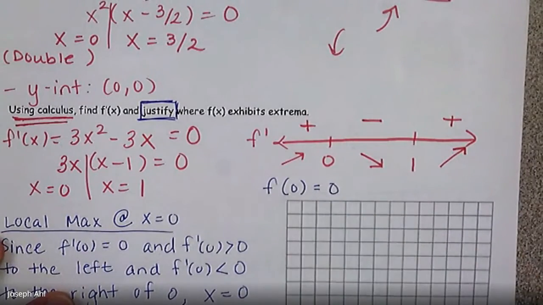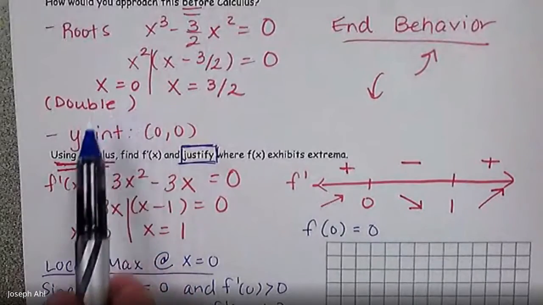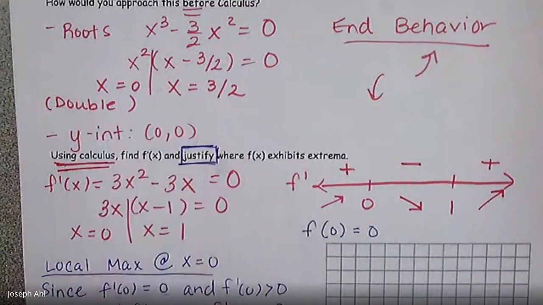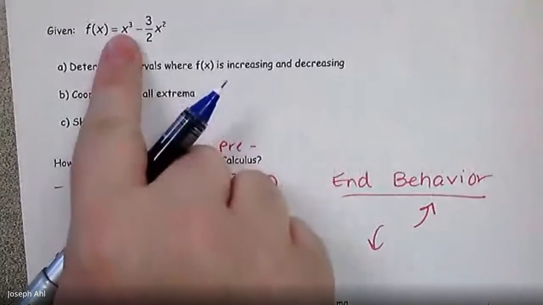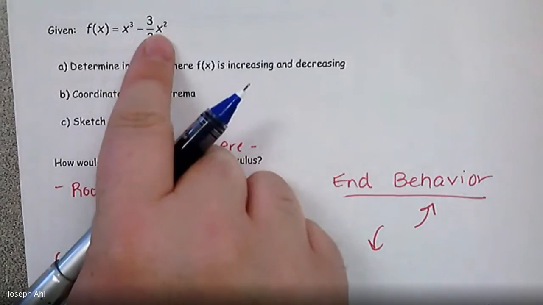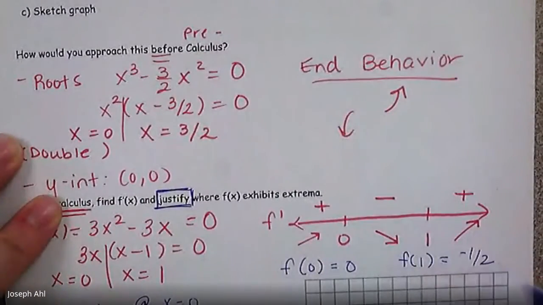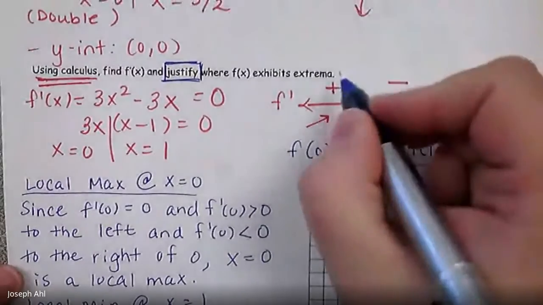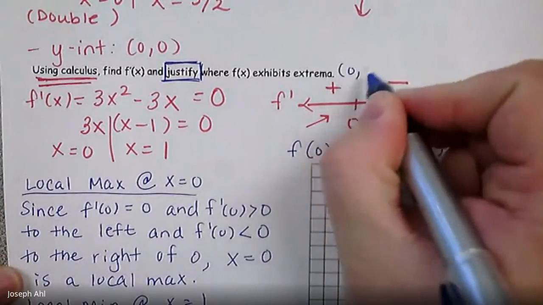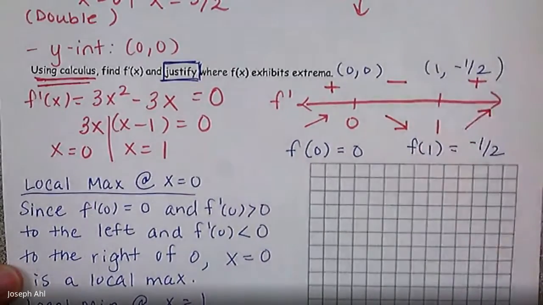And f of 0 happens to be 0 in the original function up here, which kind of makes sense because we know that when something has a double root, that's going to be, in this case, an example of where a local max occurs. And then where's the local min? If you plug in 1 to the function, 1 cubed minus 3/2 times 1 squared. So that's 1 minus 3/2, which is negative 1/2. So the coordinates of the local max are 0, 0, sorry. Coordinates of the local min are at 1, comma, negative 1/2.